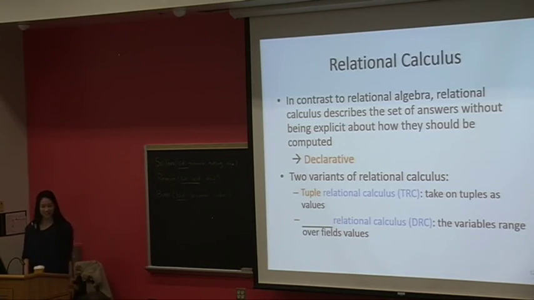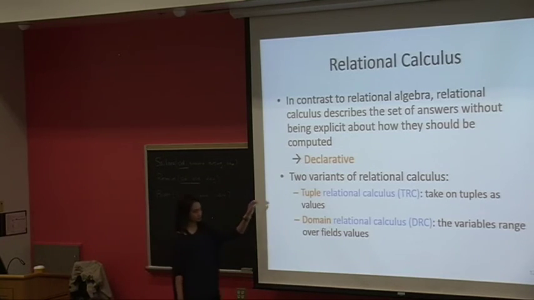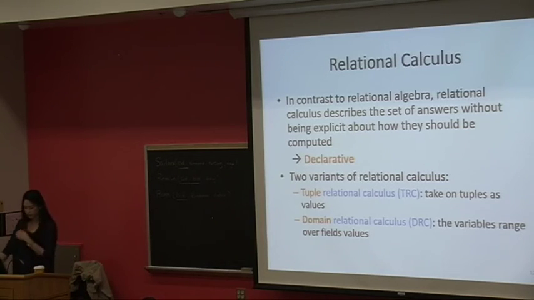Because I haven't put these blanks for a while, so I just wanted to do it based on whatever keywords. The second one is domain. Okay, so we have 2 types of relational calculus. The first one is tuple relational calculus, which take on tuples as the values. The second one will be domain relational calculus. We call it DRC. The variables range over field values. So more emphasis will be put on tuple relational calculus.